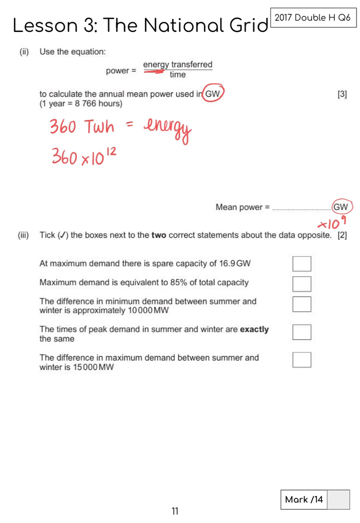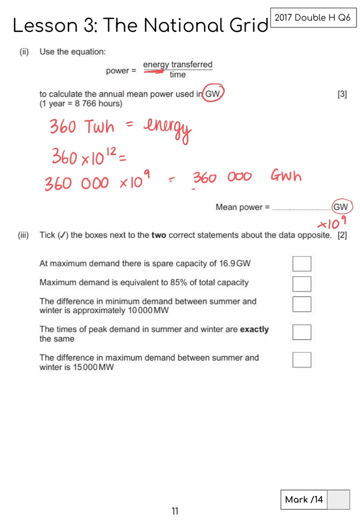Okay, so the difference between a terawatt and a gigawatt is times 10 to the power of 3. So what we're going to do is write 360 with 3 zeros on the end, times 10 to the power of 9. That is equivalent to this up here, 360 times 10 to the 12. So that is 360,000 gigawatt hours. So I've converted between those units. If you can't do that, do not panic too much. You can still do the next part and you might just lose 1 or 2 marks.